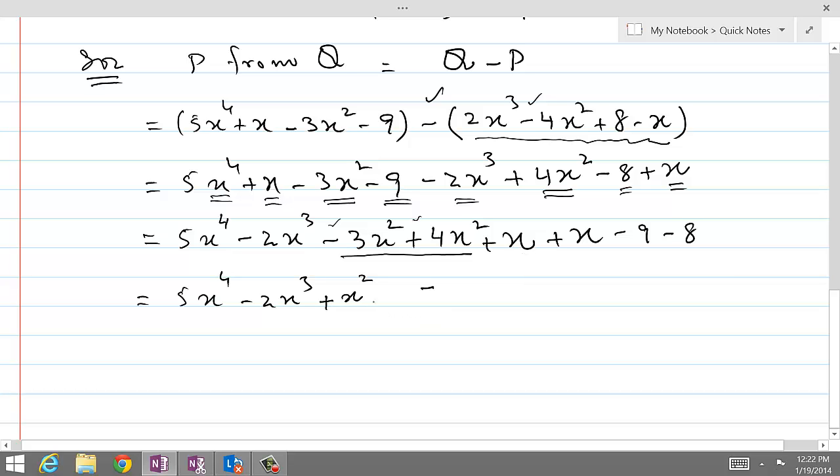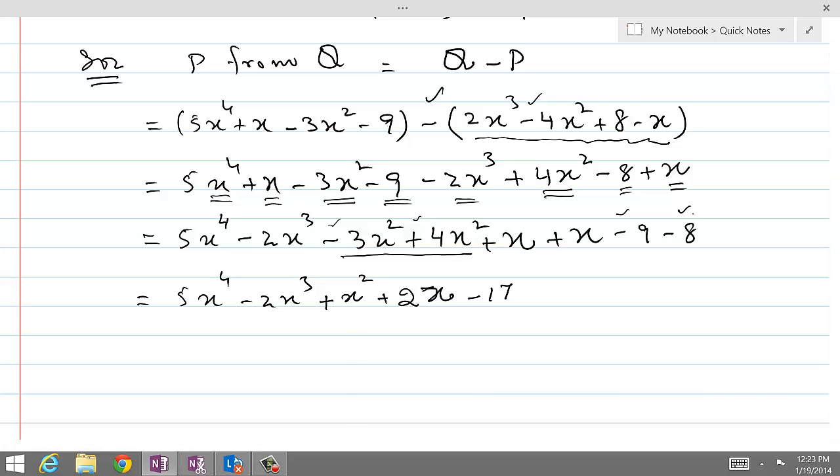plus x and plus x makes plus 2x, and minus 8 and minus 9 becomes minus 17. Two similar signs, numbers will always add, and the result will also have the same sign, meaning negative. So this is how we can calculate q minus p.